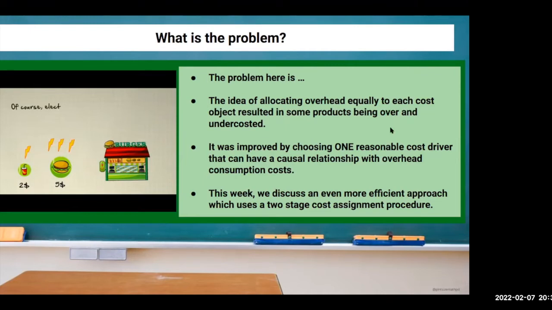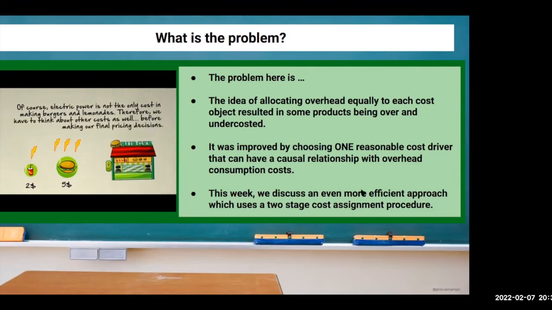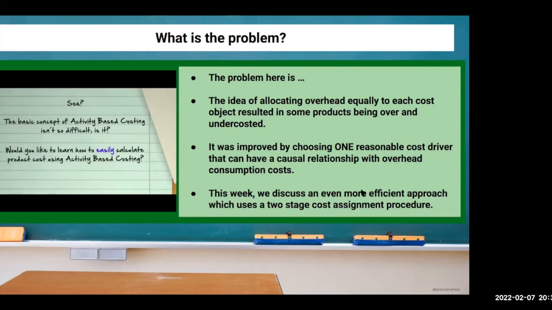Of course, electric power is not the only cost in making burgers and lemonades. Therefore, we have to think about other costs as well before making our final pricing decisions. See, the basic concept of activity-based costing isn't so difficult, is it? Would you like to learn how to easily calculate product cost using activity-based costing?